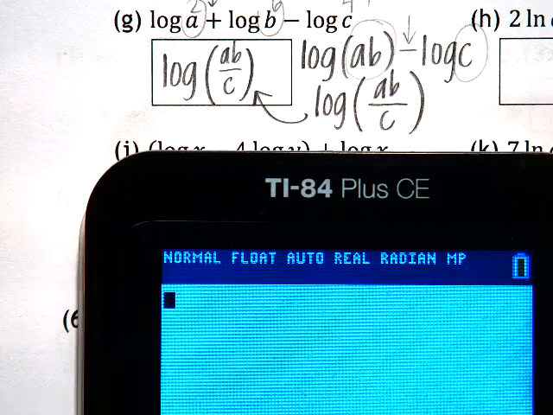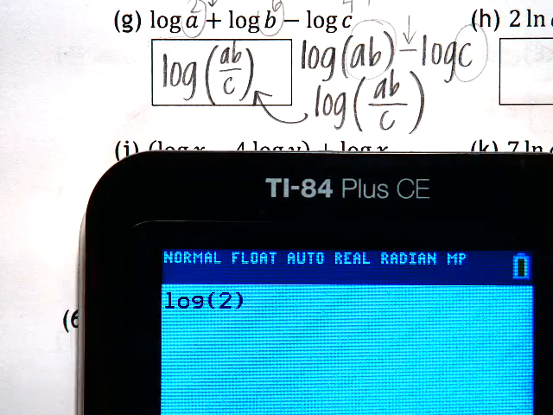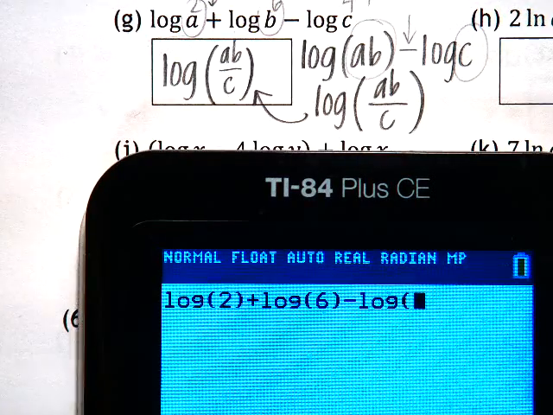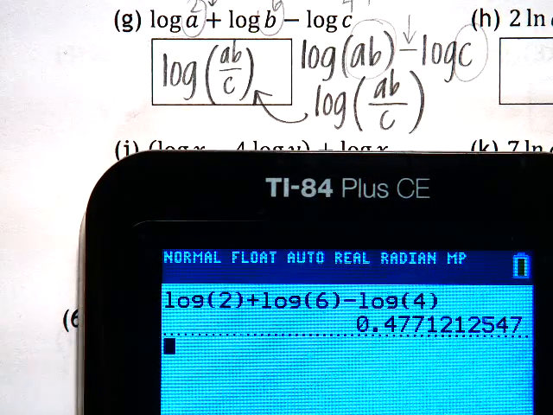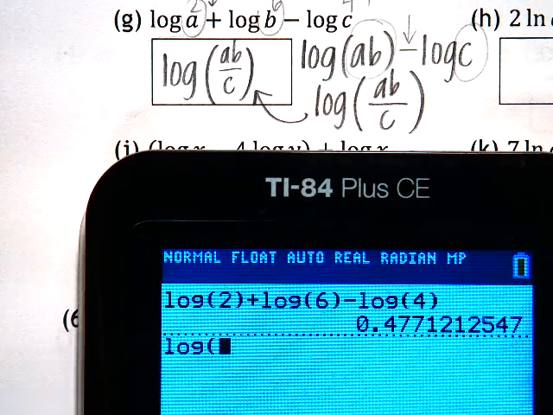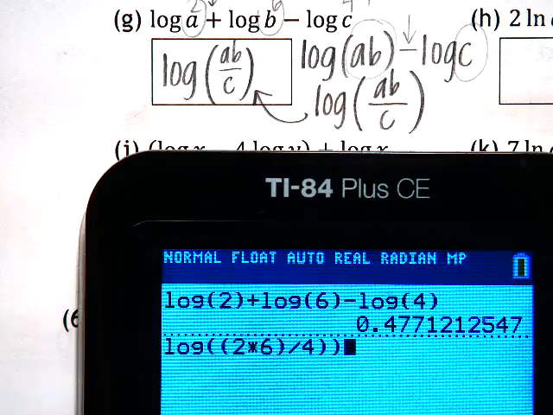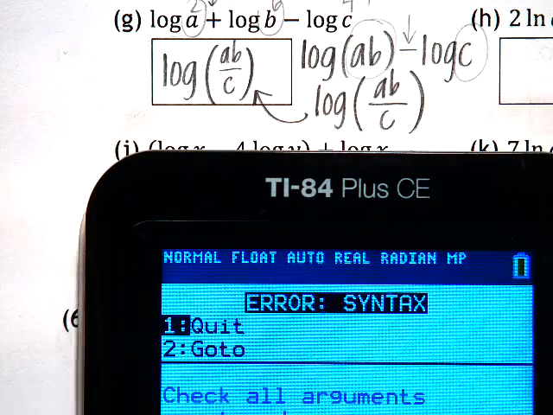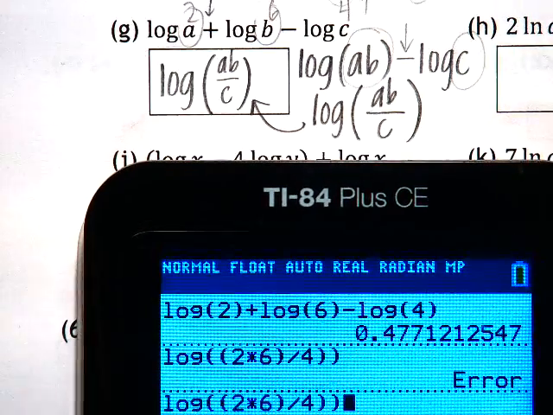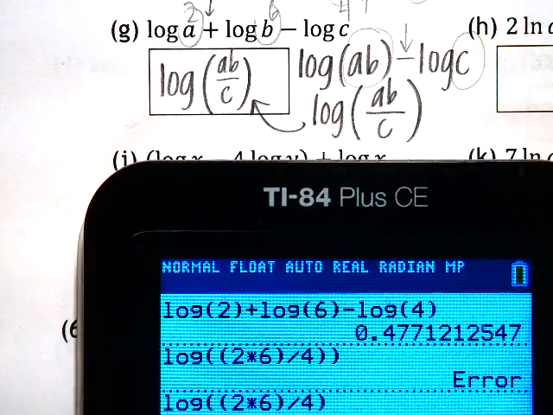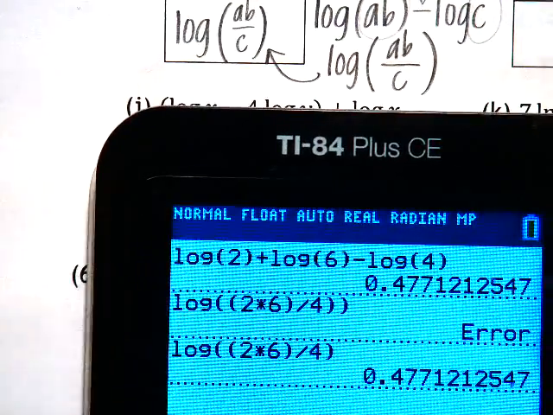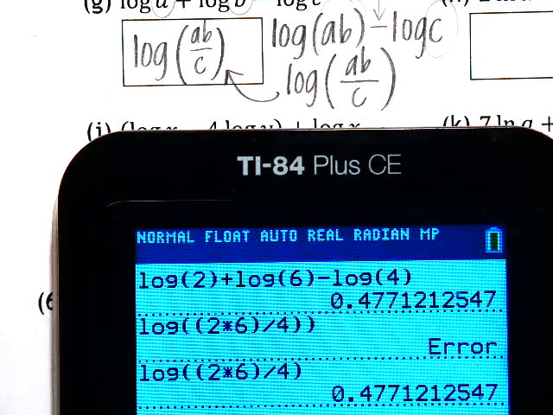I could go into my calculator and say log of A, that's 2, plus log of B, that's 6, minus log of C, that's 4, decimal. And then I could type log of, and then do this quotient here, A, 2, times B, 6, divided by C, 4, and, whoops, used too many parentheses. There's the same decimal. So in theory, you could do that if you wanted to. You could make up numbers.